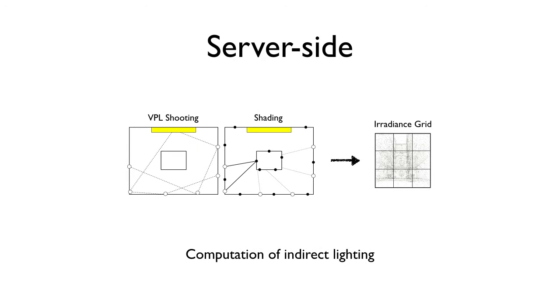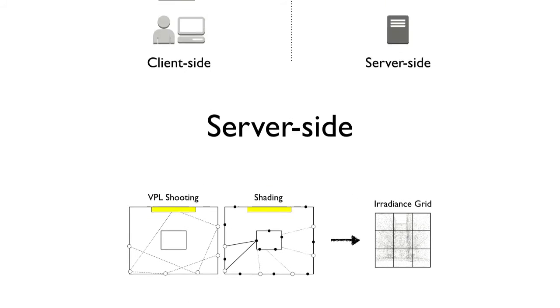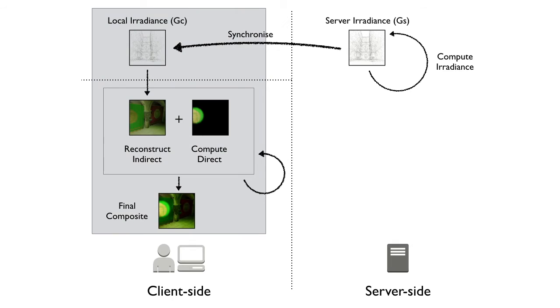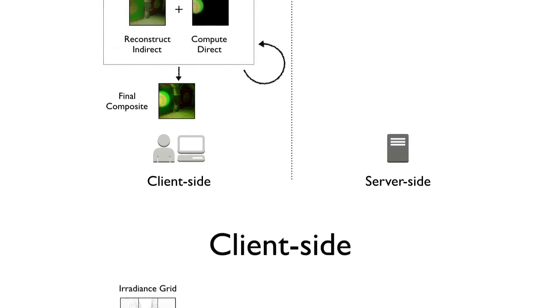Virtual point light tracing is used to approximate indirect lighting as point light sources. Irradiance is then computed from these sources at each sample position in the point cloud. Irradiance samples are stored in a view-independent data structure termed the irradiance grid. On demand, this grid is partially streamed to the client device, which uses it to reconstruct indirect lighting.